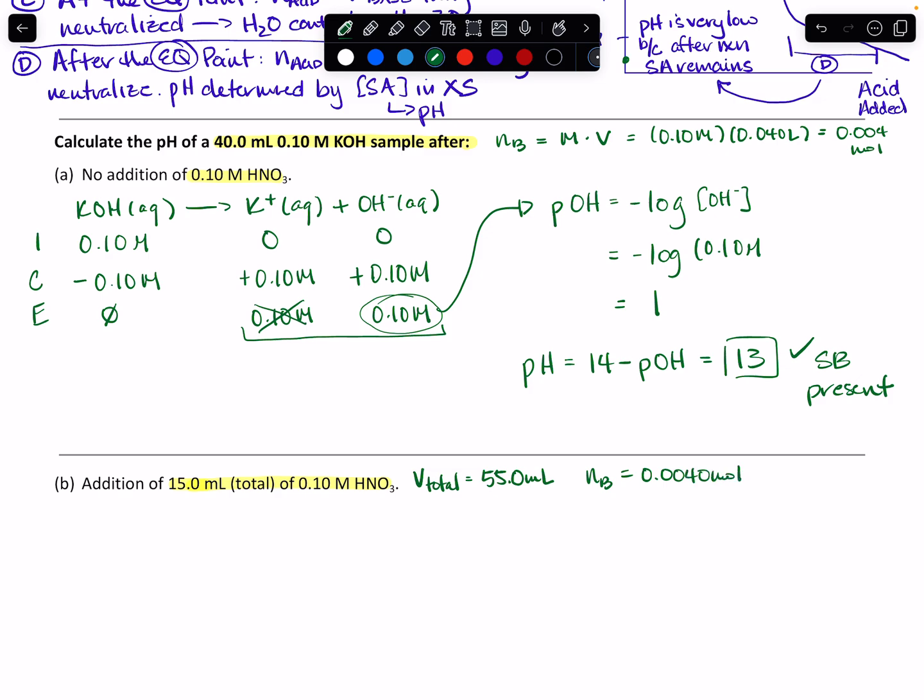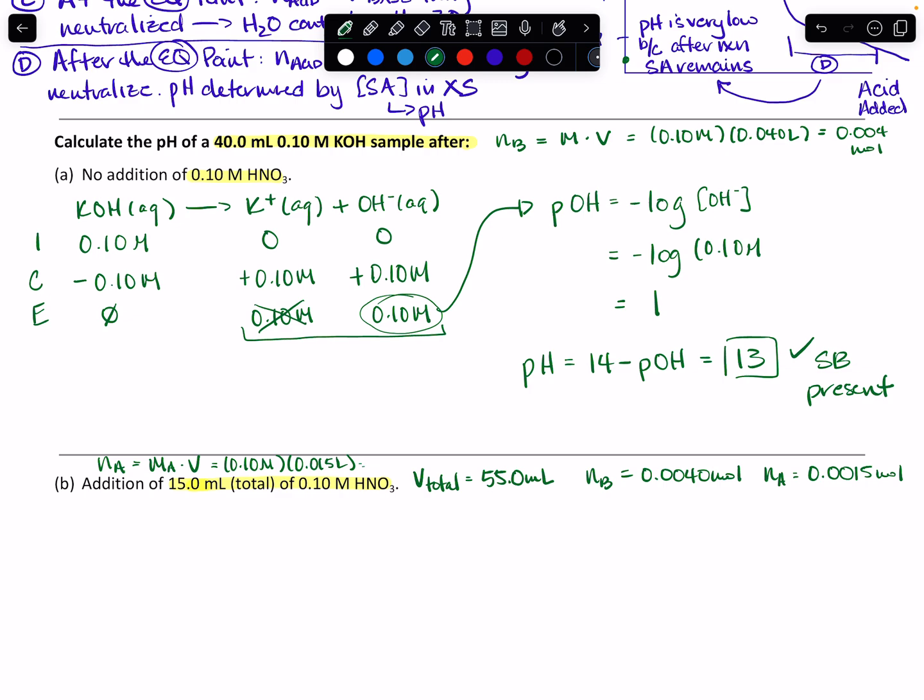So 0.004 moles of base. Now for my acid, moles of acid, I'm going to do the same thing, the molarity of the acid times its volume. So that's going to be 0.10 molar times 0.015 liters. So I'm going to have moles of acid of 0.0015 moles. Now you may ask yourself, why does it really matter? Well, for me, it's easier to see where I am in my titration if I think in terms of moles of acid and base versus molarity. If I think in terms of molarity, I'm like, oh, 0.1 base, 0.1 acid, maybe we're equal. For me, it's just easier.